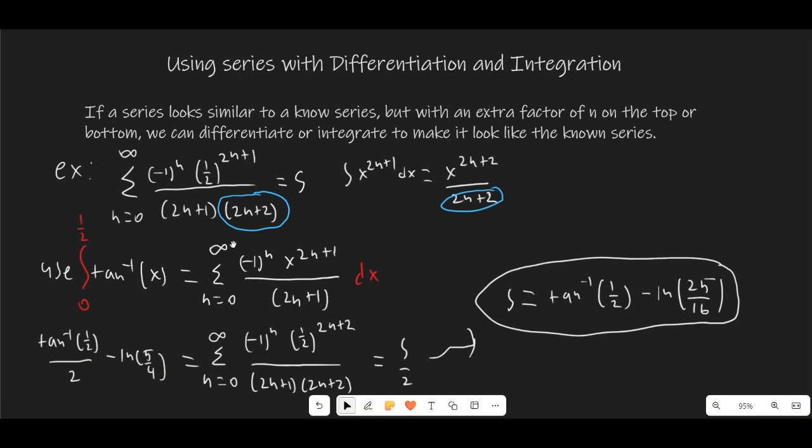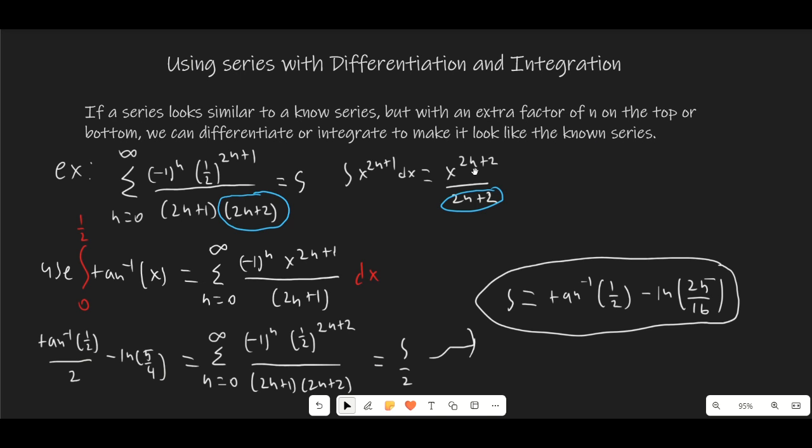Now, we notice that this looks really similar to the series for inverse tangent of x, which is this right here. The only difference is that there's a 2n plus 2 on the bottom. Well, how could we get a 2n plus 2 on the bottom of something? A good way to think about this is it happens when you integrate x to the 2n plus 1, because you get x to the 2n plus 2 all over 2n plus 2, plus some constant c.